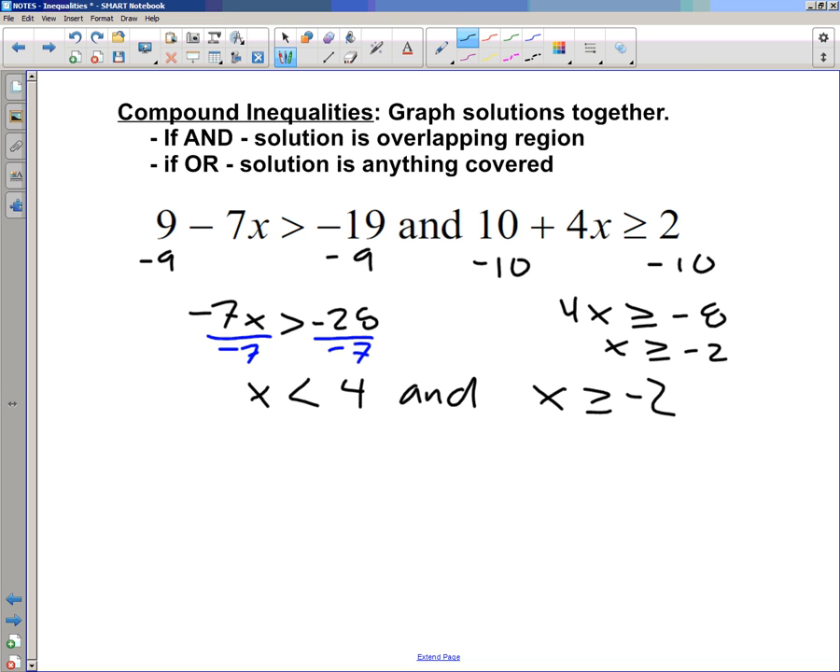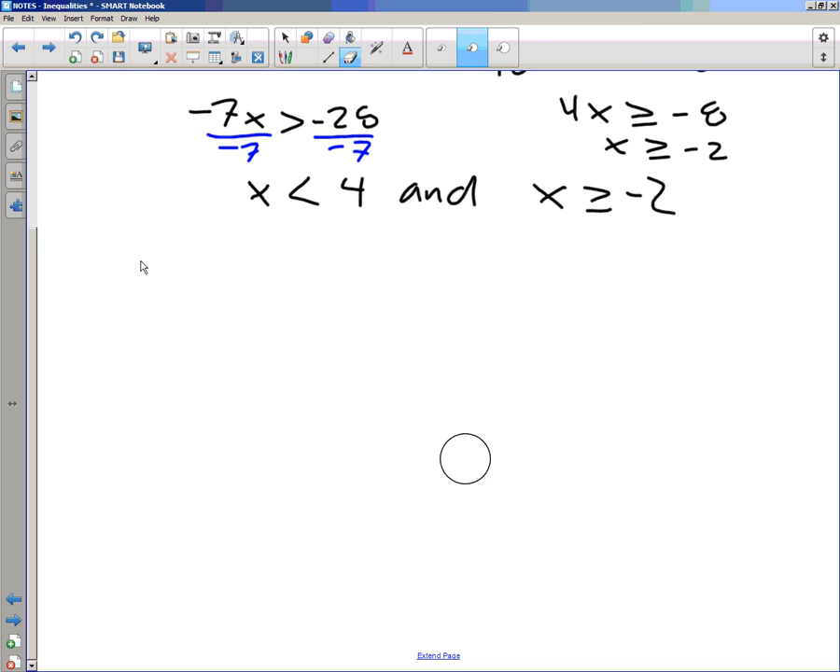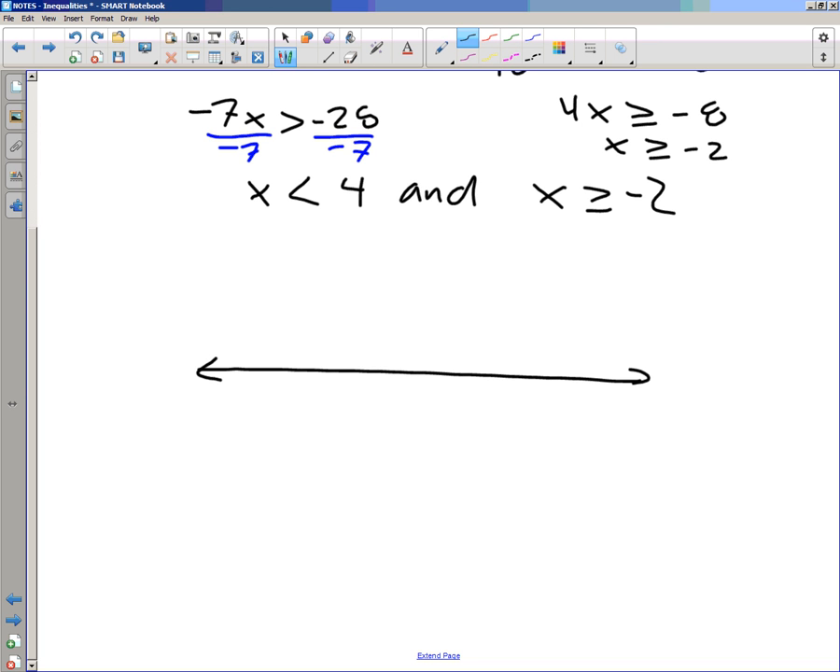Let's graph these two things and see where our graphs overlap. When I graph, again, all I'm interested in are the important numbers. You don't need to put tick marks all over your graph. In that case, it'd be 4 and negative 2. Just make sure you get the bigger number on the right and the smaller number on the left. Nothing really needs to be to scale even.